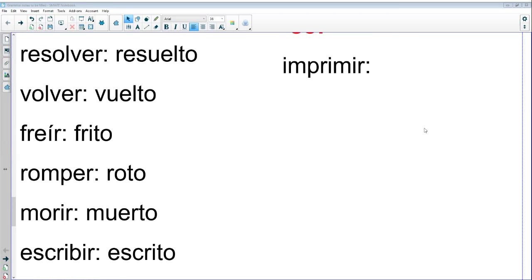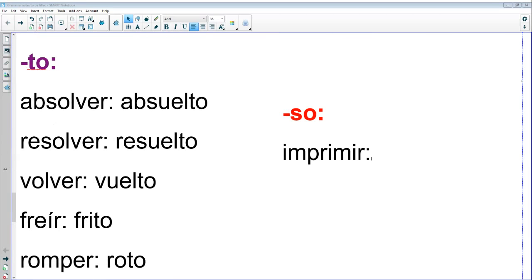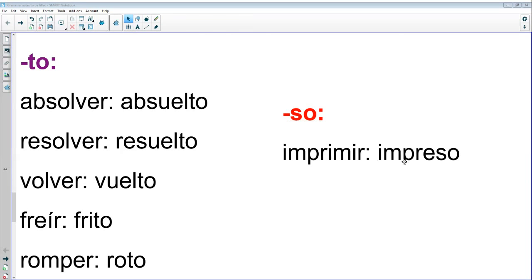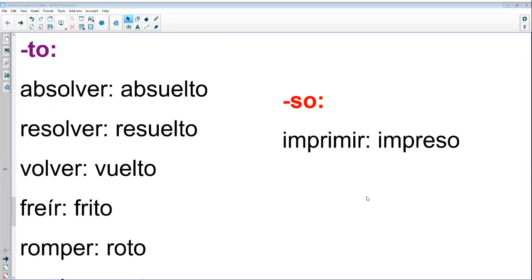And then our last irregular past participle is the verb imprimir, and its irregular past participle is impreso. Okay, impreso. So those are our irregular past participles.